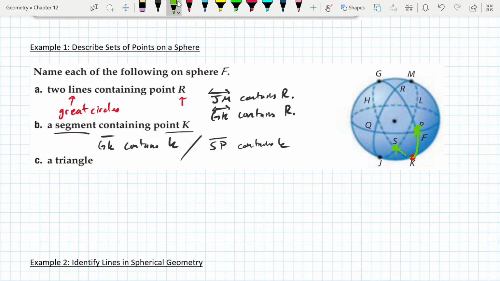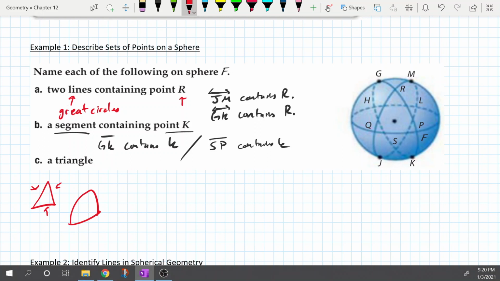All right, I'll let you pause that if you want to take a closer look at the picture before I go to the next one. All right. Last one, we're looking for a triangle. Now we know in Euclidean geometry, a triangle has three sides. So I'm looking for three line segments. The problem is the line segments are on great circles now, right? So they're going to be shaped slightly differently.